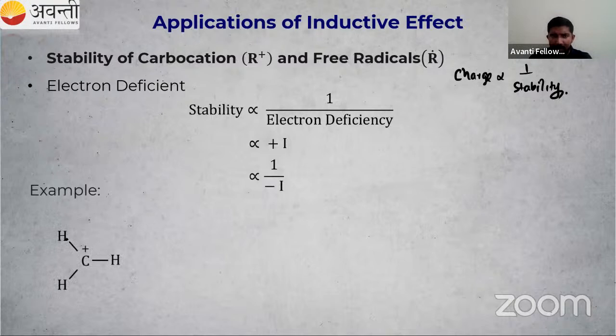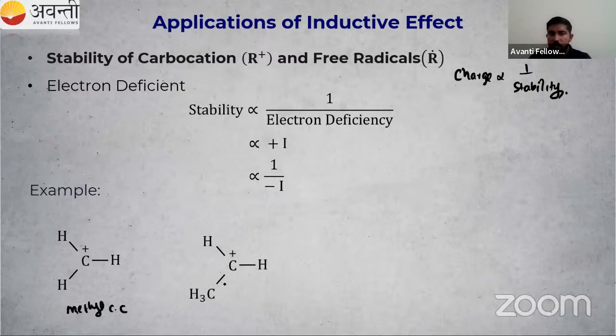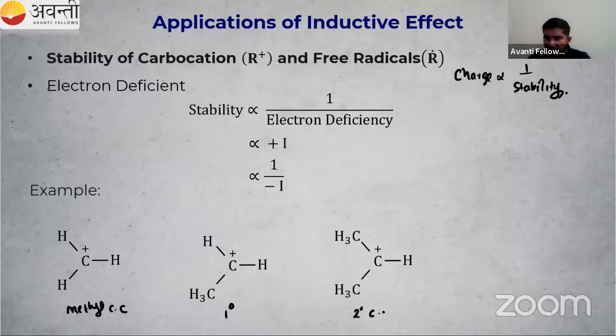First I have carbon with three hydrogens, right? So this is our methyl carbocation. The second one, we have primary carbocation. Next, we have secondary carbocation. Next, we have tertiary carbocation.